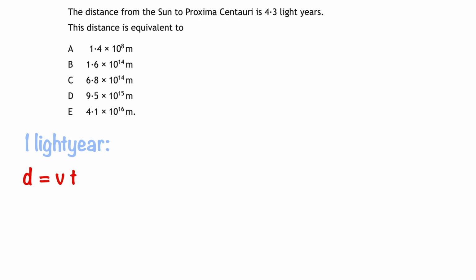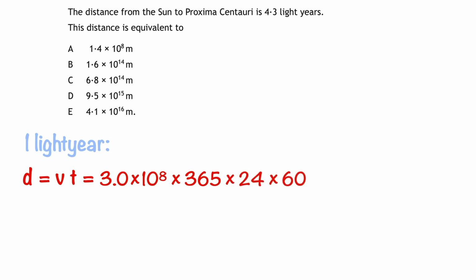Since a light year is the distance travelled by light in 1 year, the speed we use is the speed of light, 3.0 times 10 to the power of 8 metres per second, which we can find in the datasheet at the front of the exam paper. For time, we have to work out the number of seconds in a year, so we multiply by 365, the number of days in a year, then 24, the number of hours in a day, then by 60, the number of minutes in an hour, and finally by 60 again, the number of seconds in a minute. That gives us 9.15 times 10 to the power of 15 metres for 1 light year.